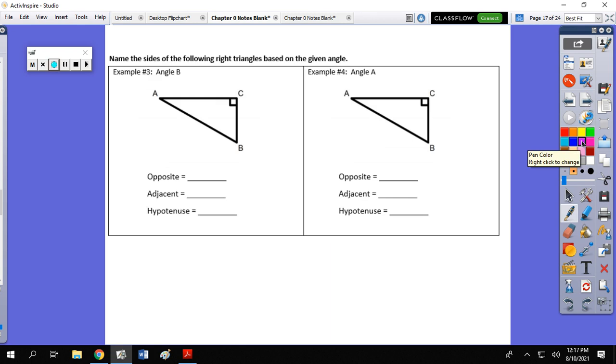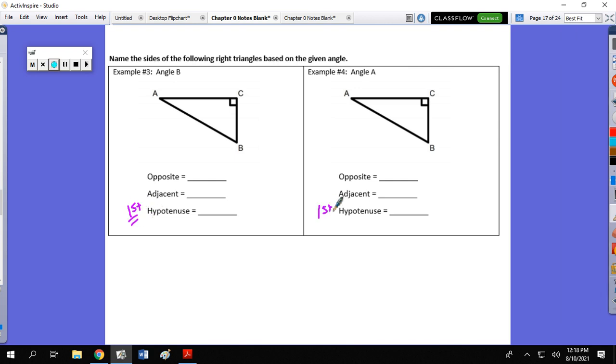Again, you'll notice that examples 3 and 4 have the same triangle picture, but they're asking you to name the triangle based on different acute angles. So either way, we start by finding the hypotenuse first. We locate the right angle, we go across the triangle. That makes AB the hypotenuse. And it would be exactly the same thing in example 4. Locate the right angle, go across, that's your hypotenuse. So AB is the hypotenuse of this triangle.